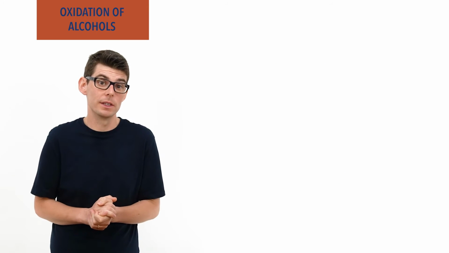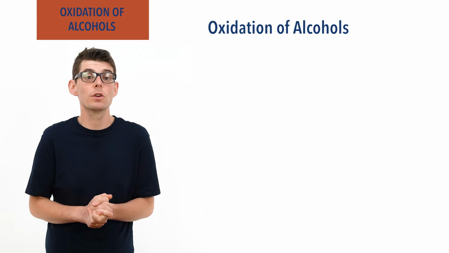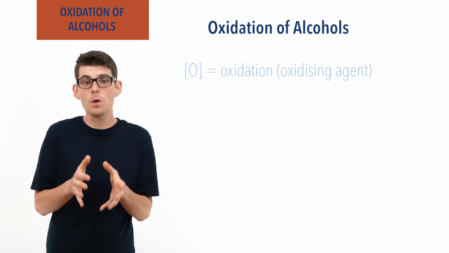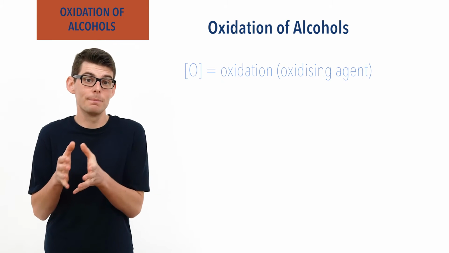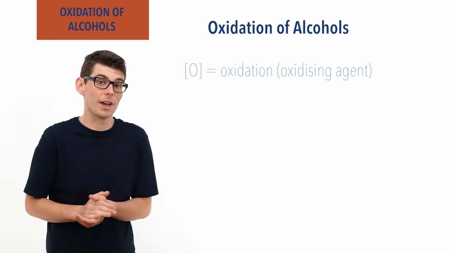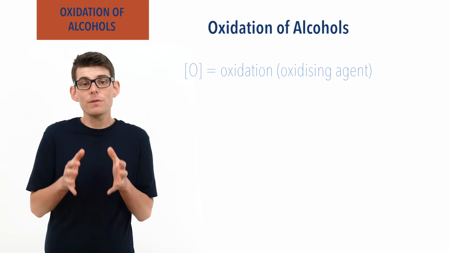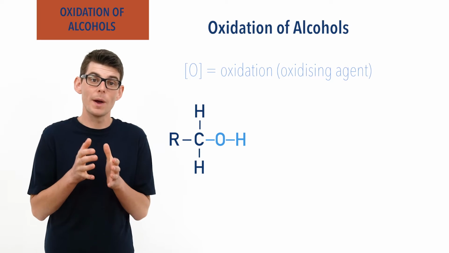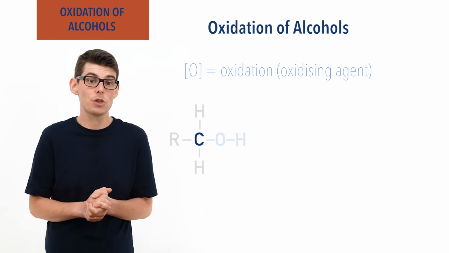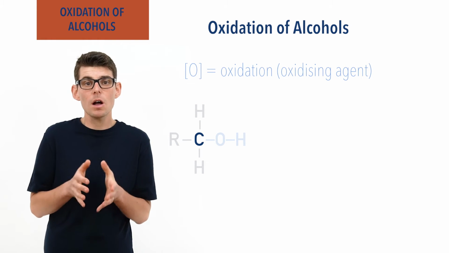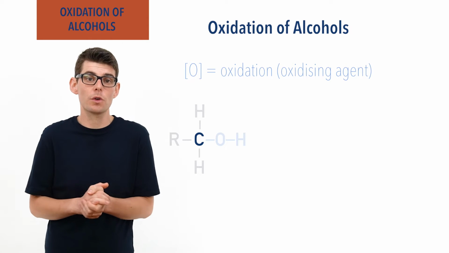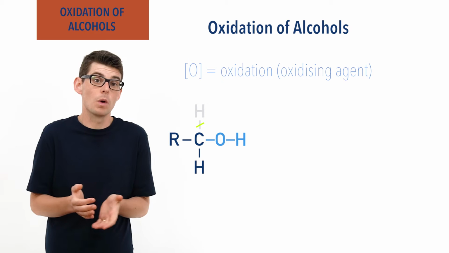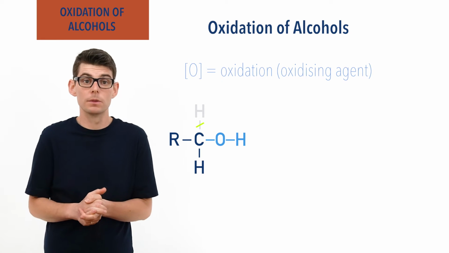Alcohols can be oxidized. The oxidation process is often just represented with square brackets and an O, as the focus is on what happens to the organic molecule rather than the reagents reacting with it. In the oxidation reaction of an alcohol, it is the carbon bonded to the OH group that is the center of attention. For this carbon to gain another bond to an oxygen atom, a carbon-hydrogen bond must break, otherwise the carbon would form too many bonds.